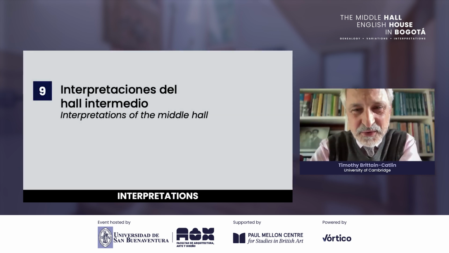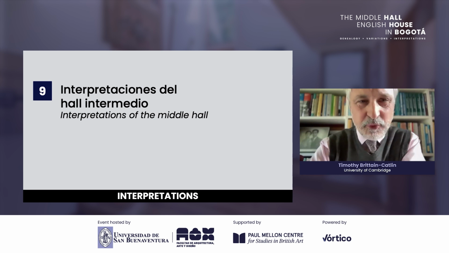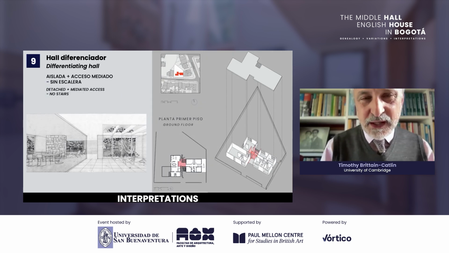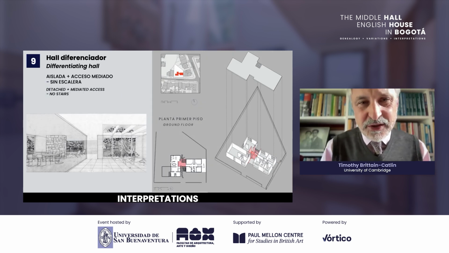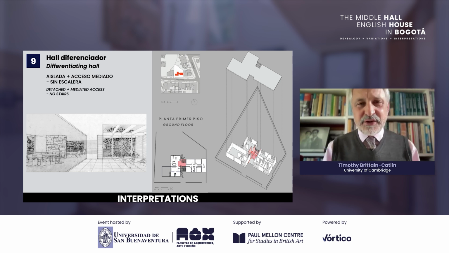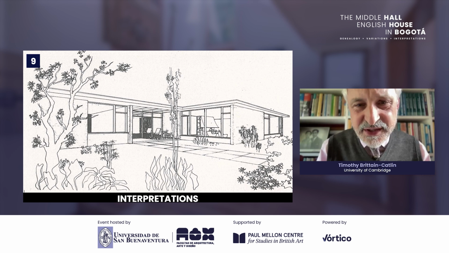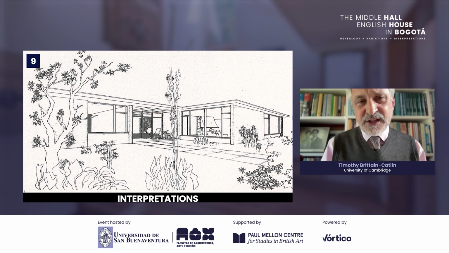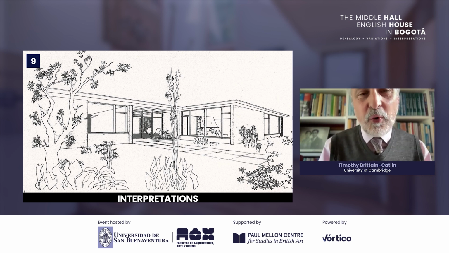Hello, Alan. I'd like to come back to some of the points that you were making right at the start. Now, the images that will accompany me as I'm speaking will be of houses which will, I would have thought, probably be as unfamiliar to you as they were to me. But what they are showing is that a series of modernist Colombian houses use a hall. It's called here a differentiating hall.